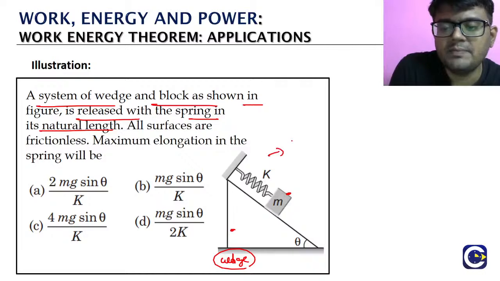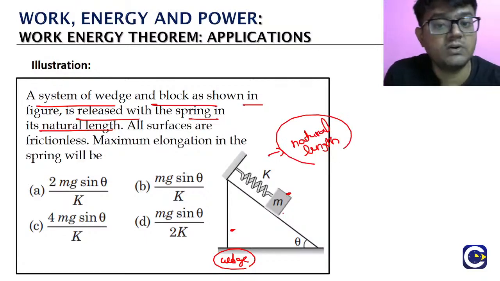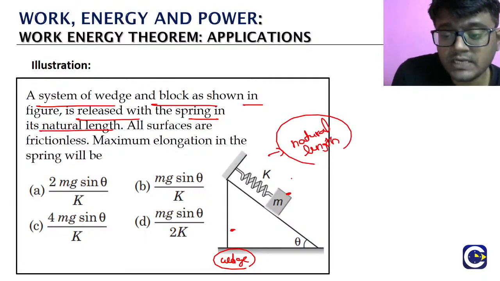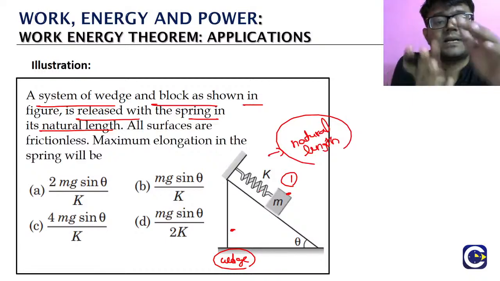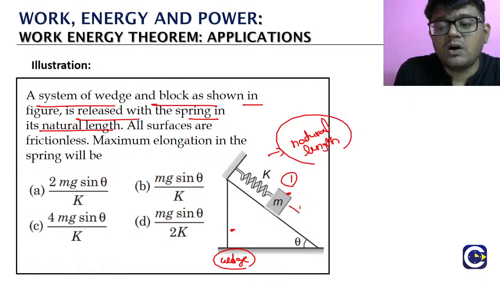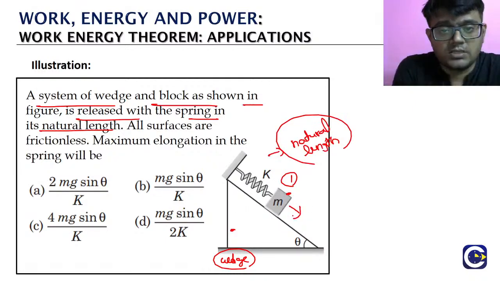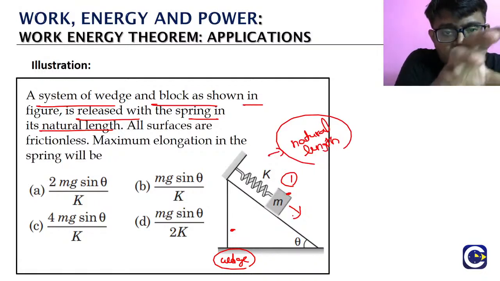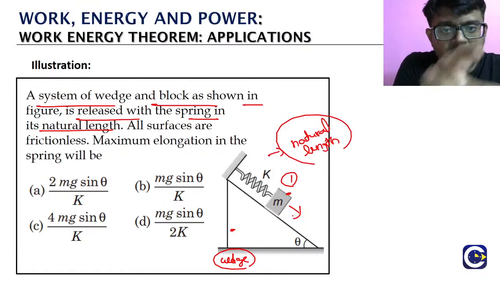So how is the spring initially? Natural length. If it is at natural length, what is its potential energy? 0, right? So this is our state 1. What will happen if we release it? There will be a component of the weight acting on the block along the plane. So it will move along the plane downwards.